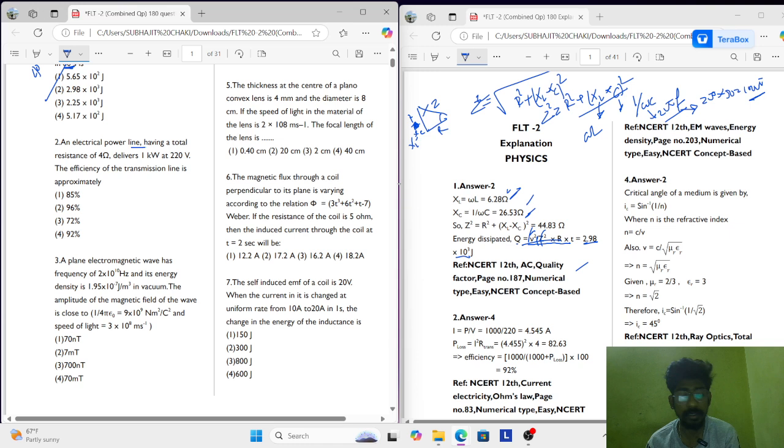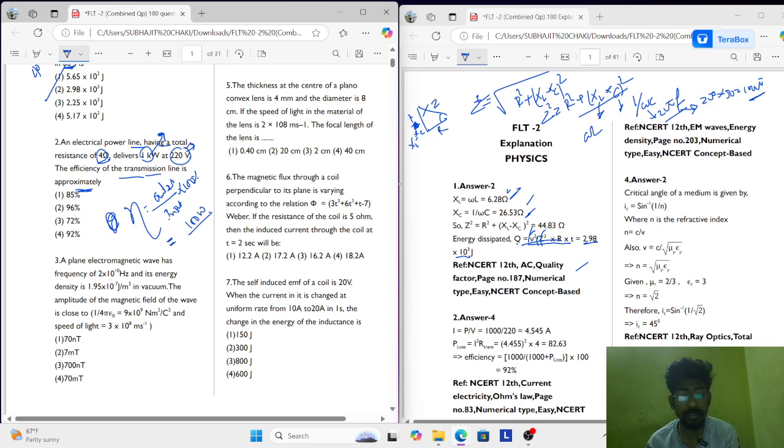An electrical power line having a total resistance of 4 ohm delivers 1 kilowatt at 220 volt. What is the efficiency of the transmission line approximately? Efficiency eta equals output power by input power into 100%. It delivers 1 kilowatt, that is the output, so output is 1 kilowatt, which means 1000 watt.